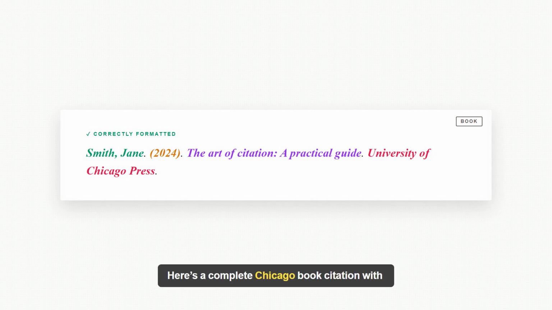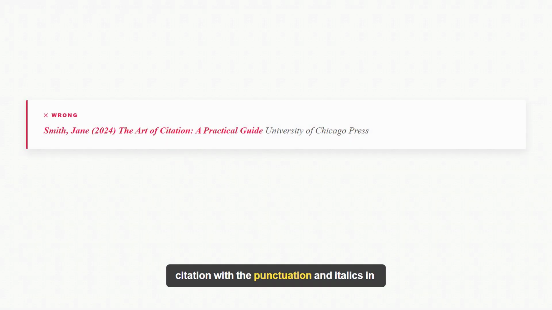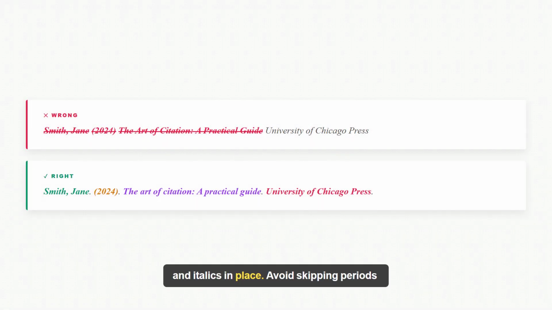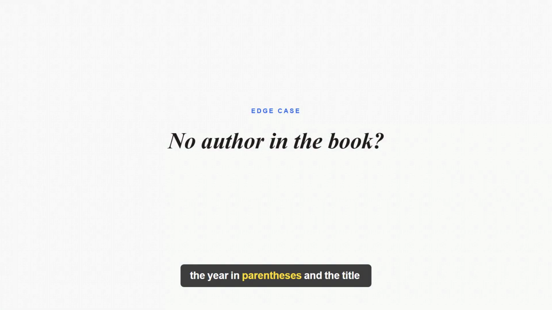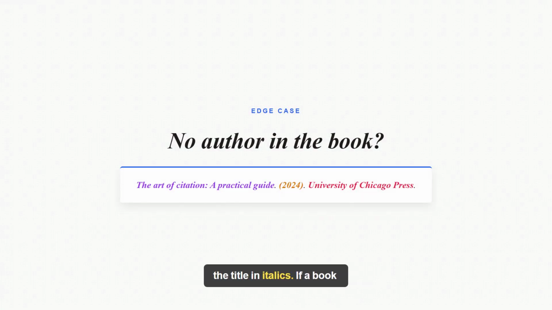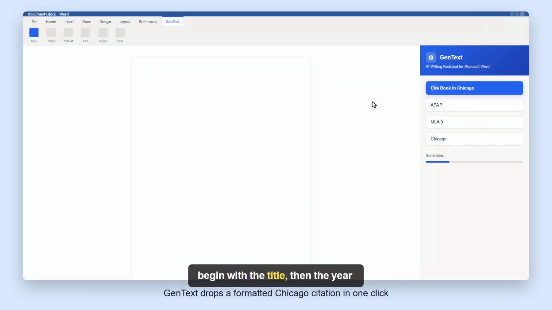Here's a complete Chicago book citation with the punctuation and italics in place. Avoid skipping periods and italics. The corrected version keeps the year in parentheses and the title in italics. If a book has no author, begin with the title, then the year and publisher.